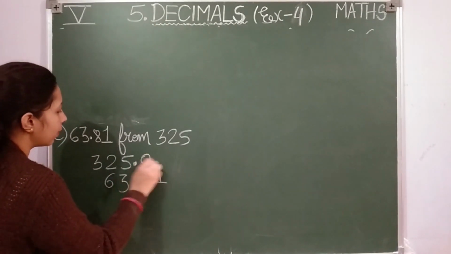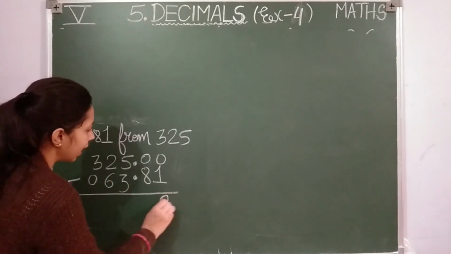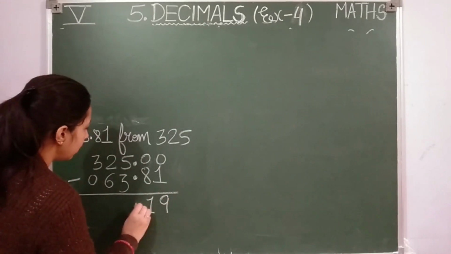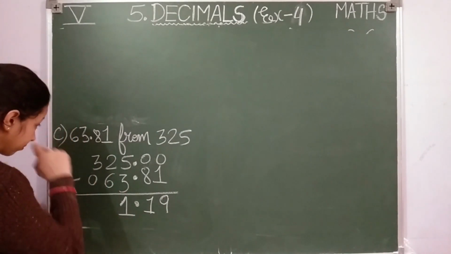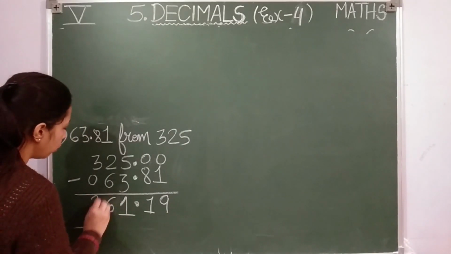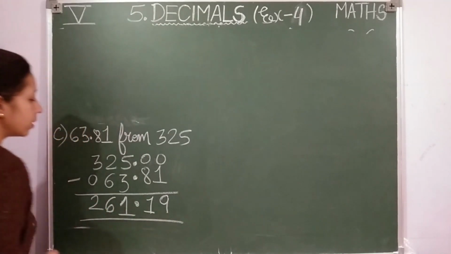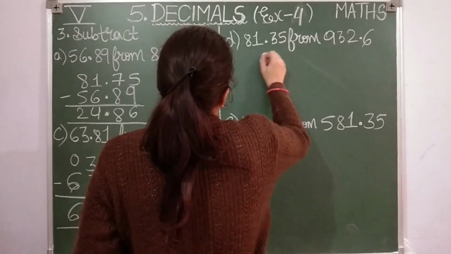Okay, now make them like decimal by putting zeros, and now you can simply subtract. 10 minus 1, 9. Then 9 minus 8, 1. Then 4 minus 3, 1. Then 12 minus 6, 6. And 2. So our answer is 261.19. Note it down.